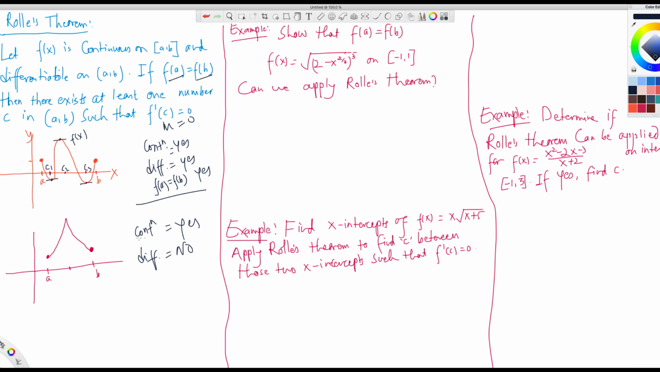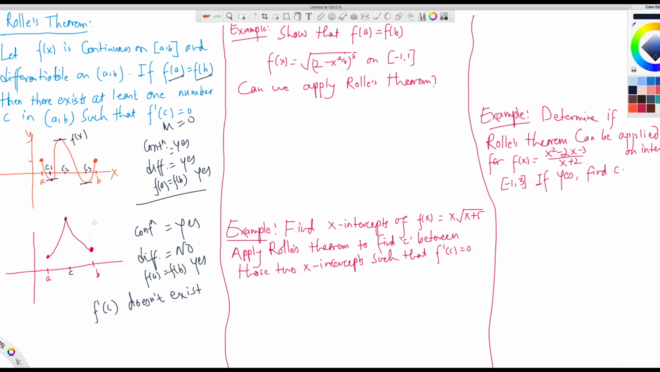Here, continuous, yes. Differentiable, no. How about f(a) equals f(b)? It is also yes, right? So it does not satisfy all 3 conditions of Rolle's theorem. So we cannot find it. Here, we are not able to find a point where the slope is parallel to the x-axis. So this is the critical point. c is the critical point, but the slope of the tangent, so f prime, does not exist. So we are not able to find a point c where the slope of the tangent is parallel, but we are able to find the critical point. So a critical point exists here, but the slope of the tangent is not parallel to the x-axis because the derivative here does not exist. At this point the derivative does not exist.